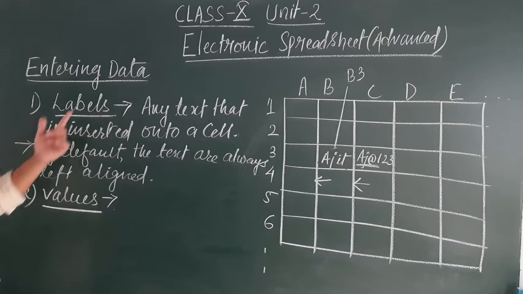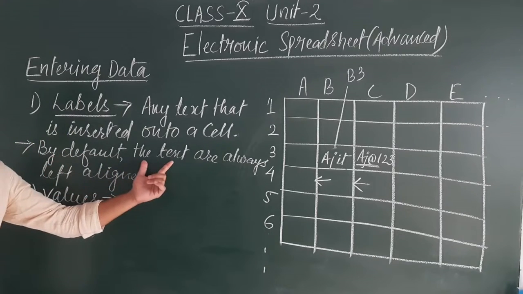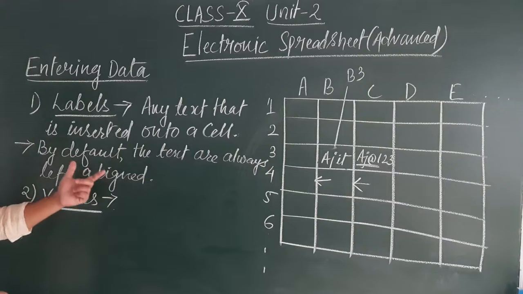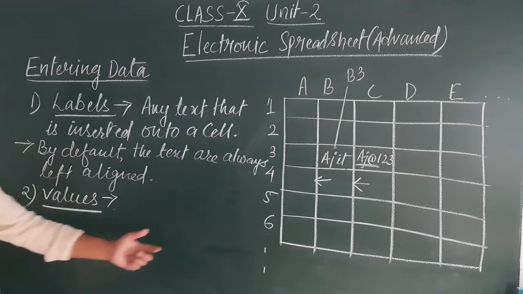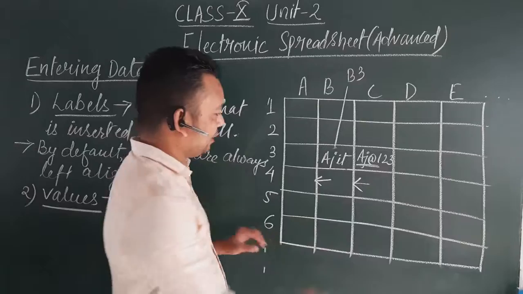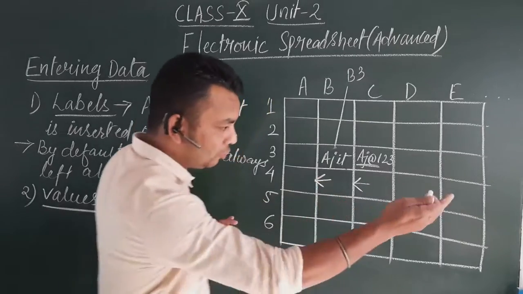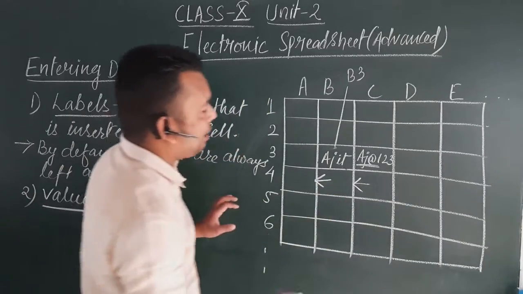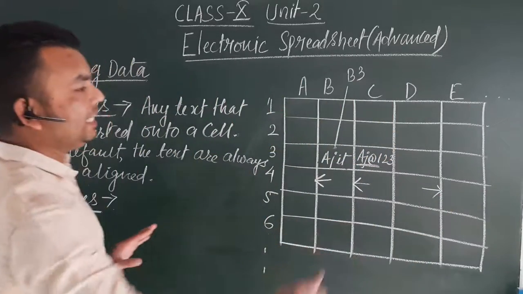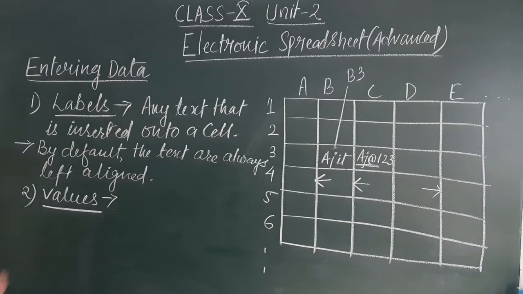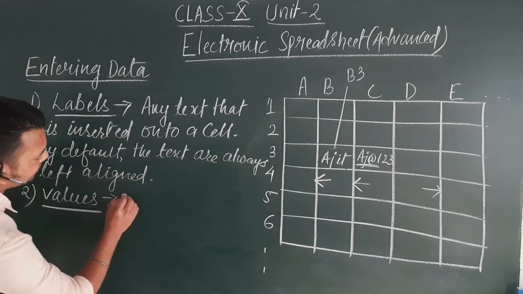And similar to labels, there is one constraint which is placed on values. That is, by default the values are always aligned towards the right. That means whenever we enter textual content, our content will be moving towards the left, while our number content will be aligning towards the right. So let us define it.